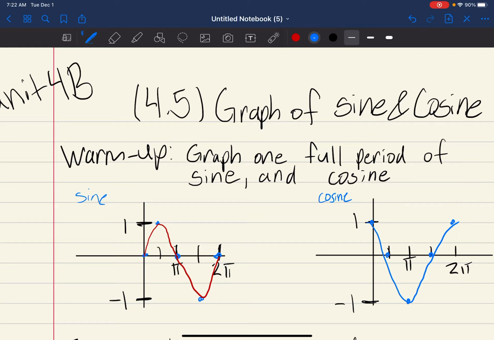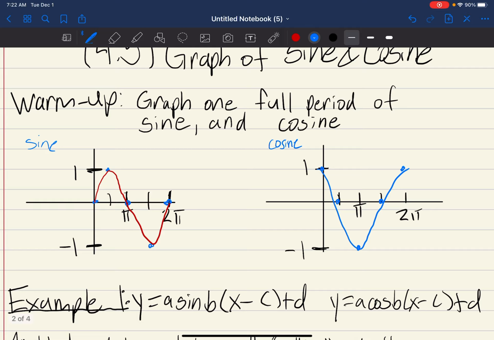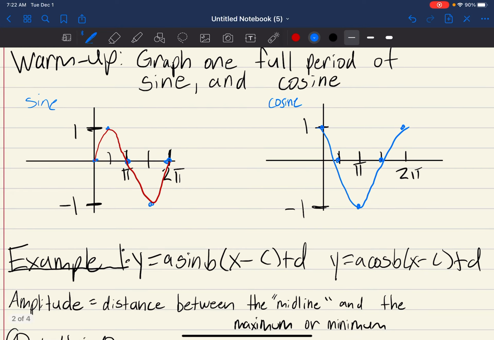That's a way to help you know where you're going to have the points before you even start graphing. So let's go over example 1. Example 1, we're going to talk about amplitude. Amplitude is this value right here for both sine and cosine. It never changes. Even if it's sine or cosine, the amplitude is the number in front of the sine or cosine value.